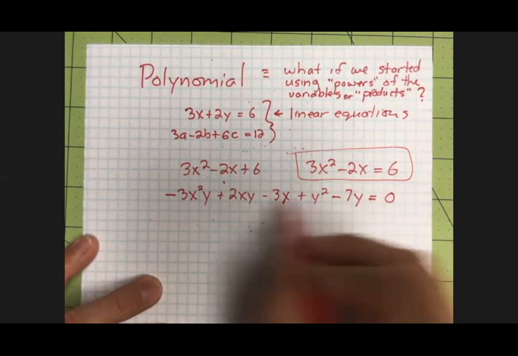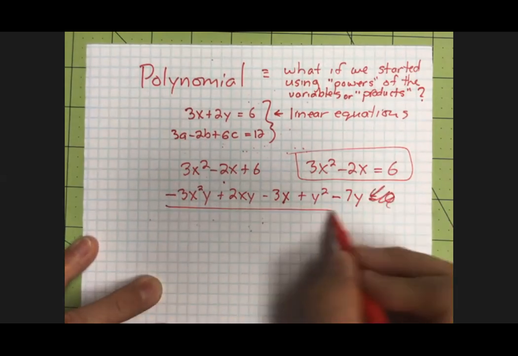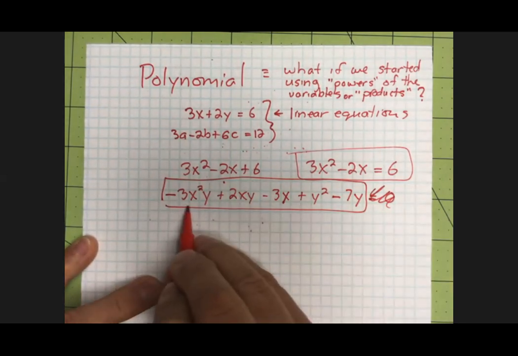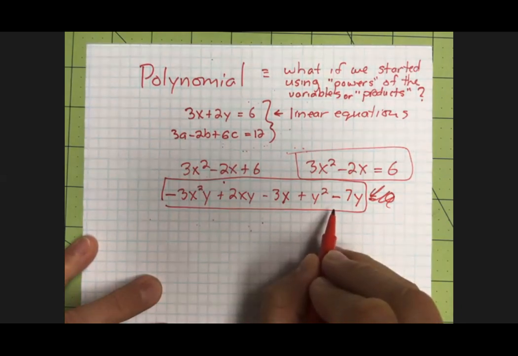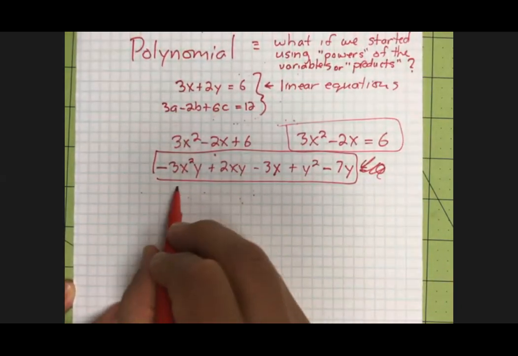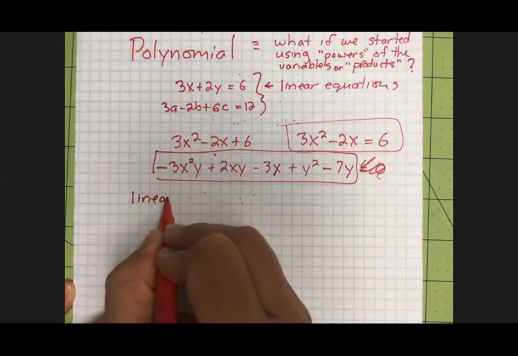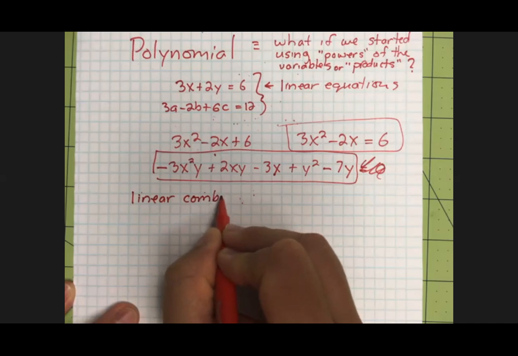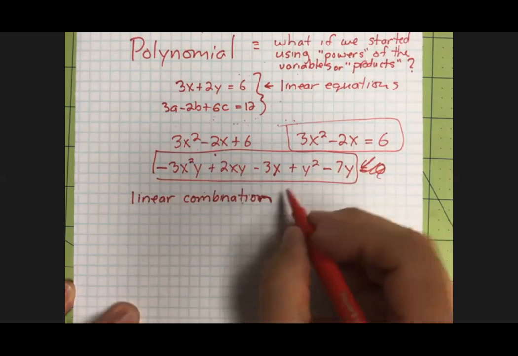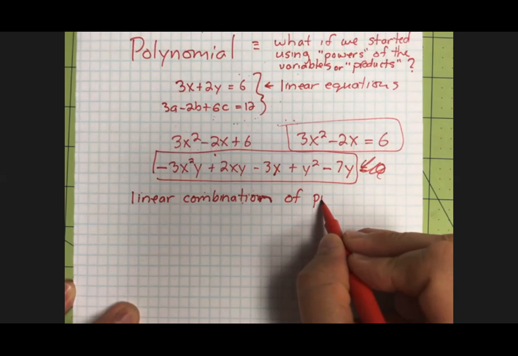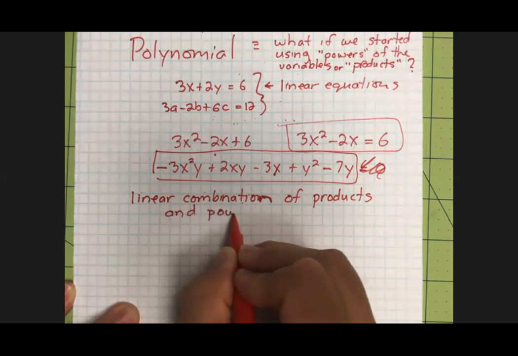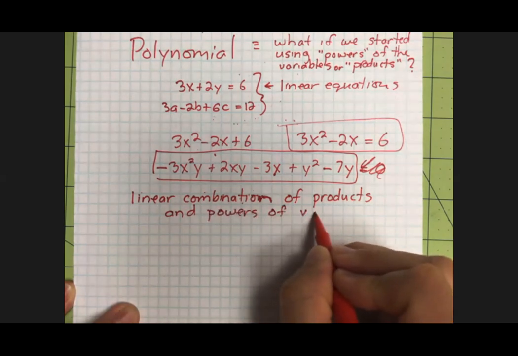But let's forget about the equals part. Let's just look at this thing. This thing is called a polynomial. What happens when you allow squaring and multiplying the variables? Now, why is it called a polynomial? So we're just going to wrap up here. A polynomial is, this is the fancy math explanation, a linear combination. Sorry. That just means a linear combination of products and powers of variables.